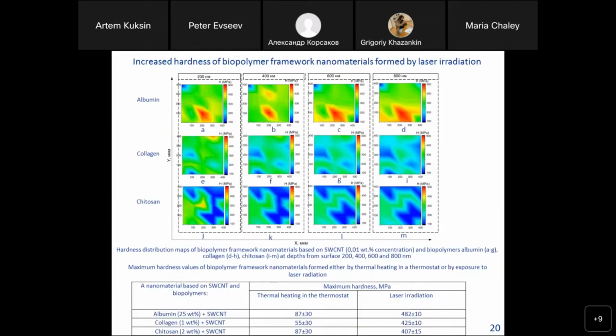The formation of nanotube frameworks in biopolymer matrices provides a change in mechanical characteristics. It has been proven that the hardness of nanomaterials obtained by laser is significantly higher than the hardness of materials obtained by thermal heating. The hardness of laser nanomaterials in albumin matrix reached up to 480 megapascals.